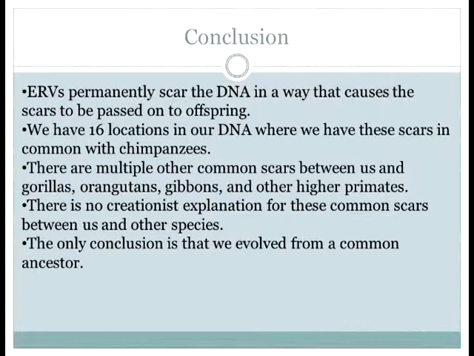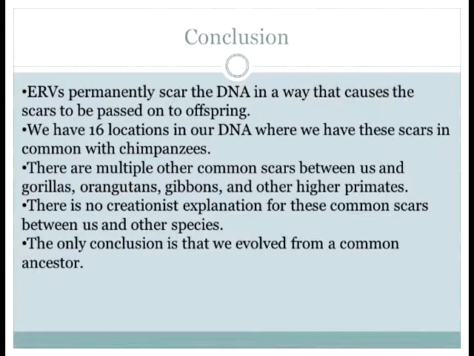So in conclusion, these ERVs permanently scar the DNA. They do so in a way that causes the scars to be passed on to offspring. We have 16 locations in our DNA where we have these scars in common with chimpanzees. We have multiple more locations where we have them in common with gorillas, orangutans, gibbons, old world monkeys, new world monkeys, and other higher primates.